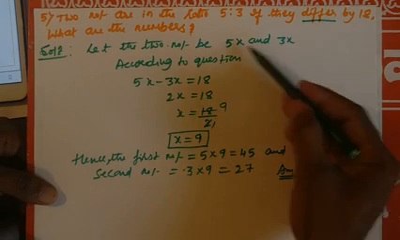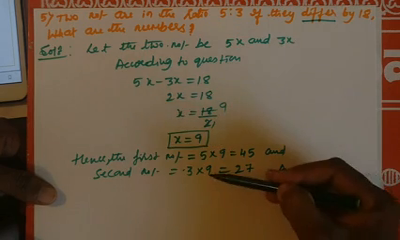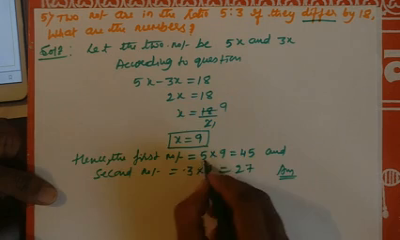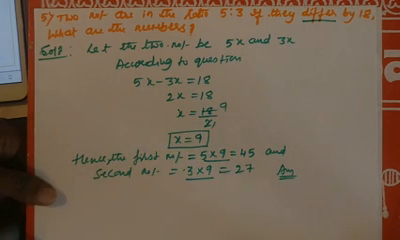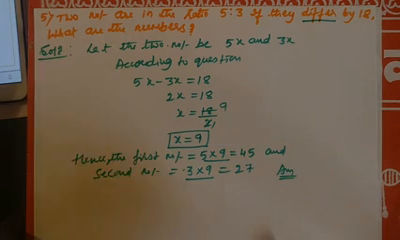In the place of x, put the value 9. This is 5 9s are 45. This is 3 9s are 27. See, what are those numbers? 45 and 27. Those are the numbers.